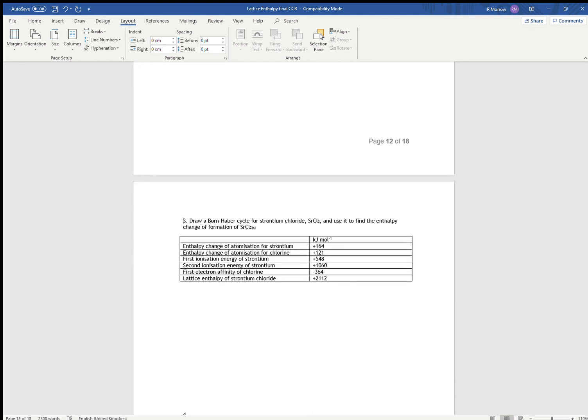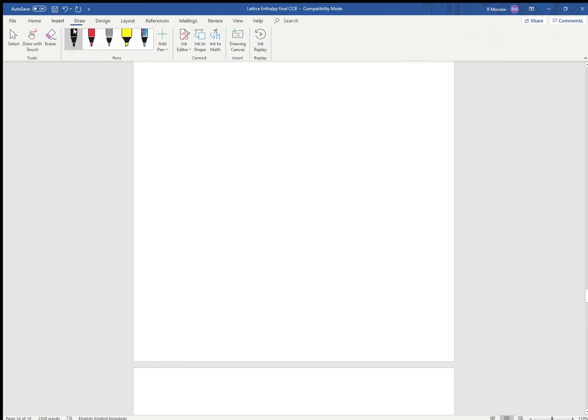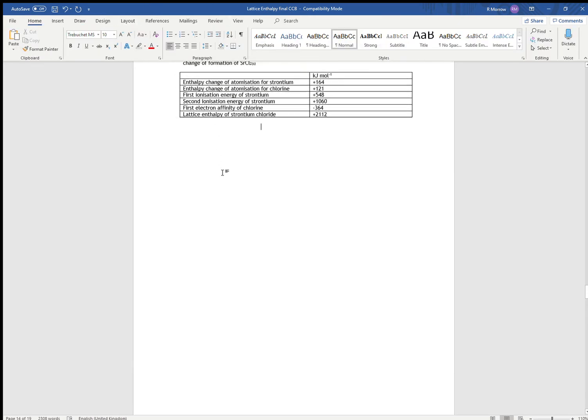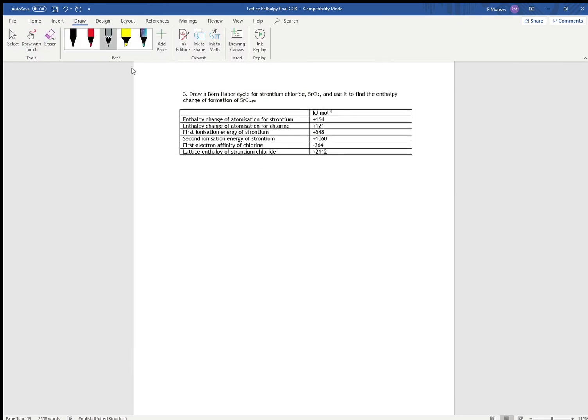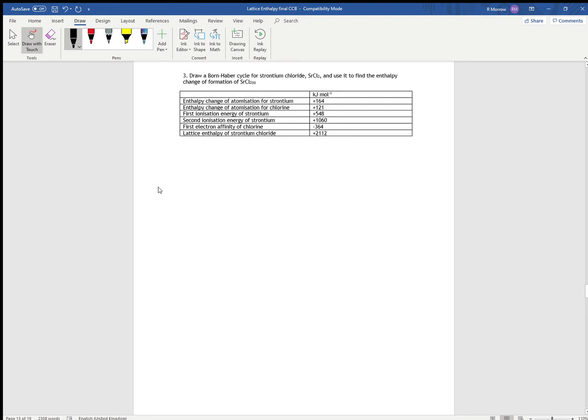Just want to give myself a bit more room here. So again, like I always do whenever I'm drawing these, I start down the bottom left hand corner and I start with the enthalpy of formation.